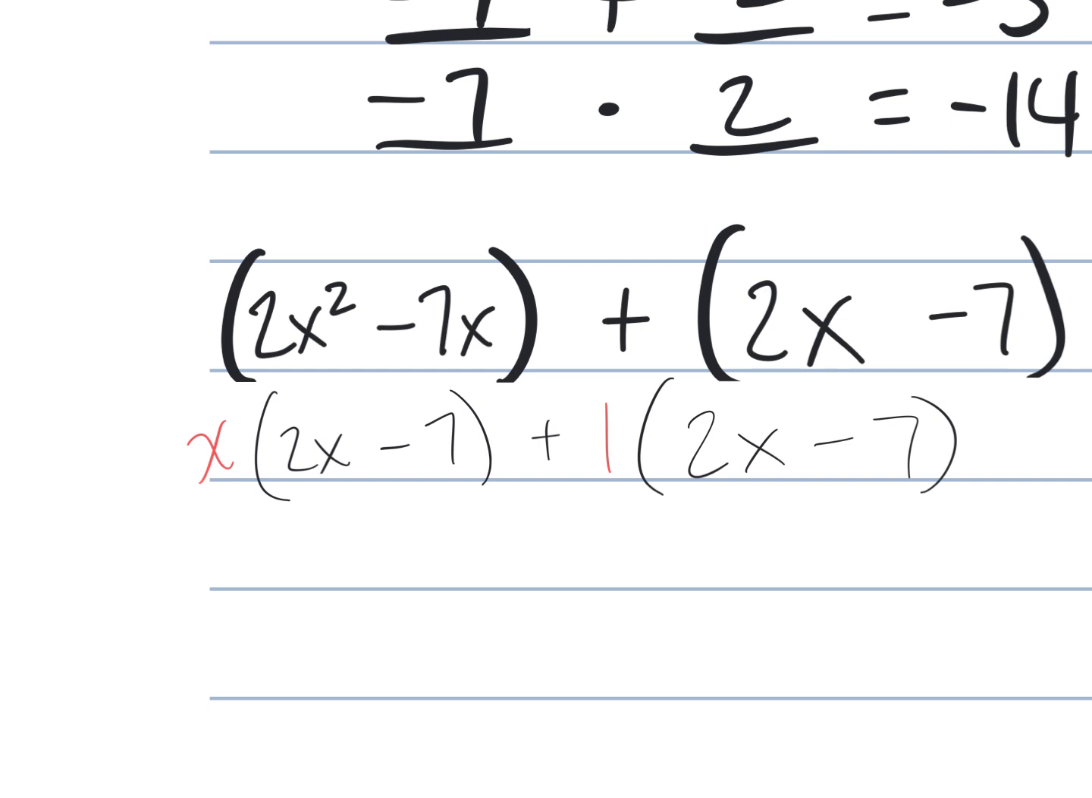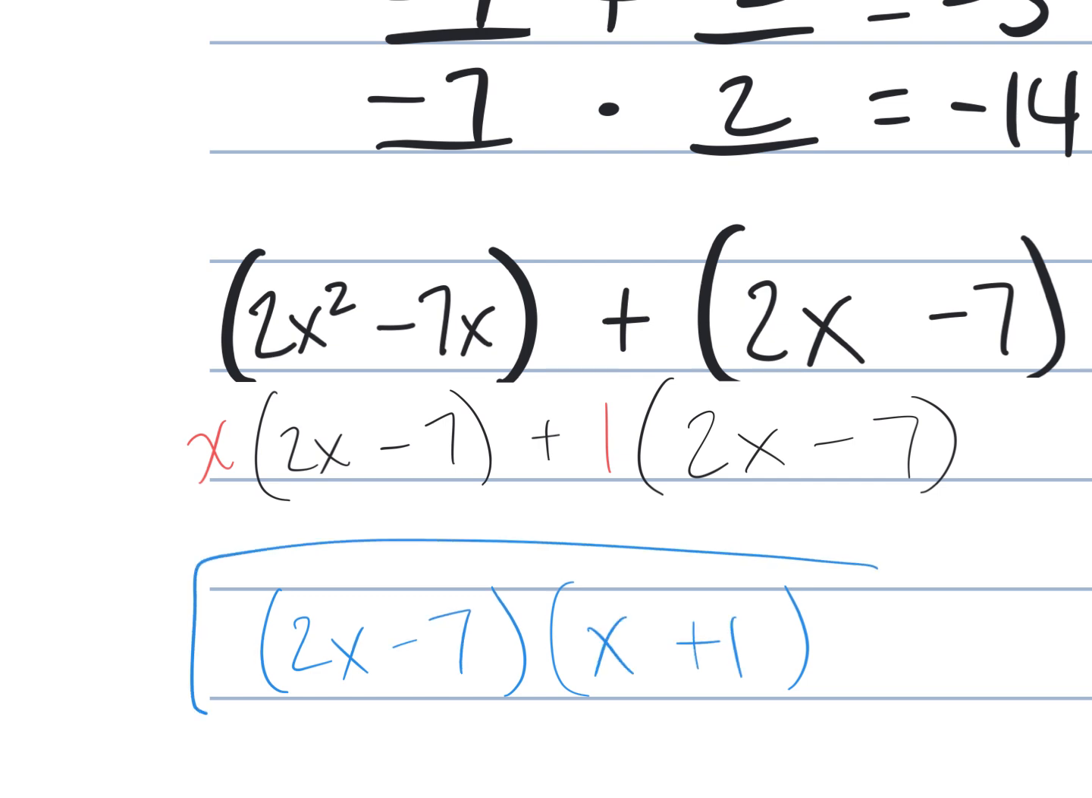What do I do now? You have to write your binomials. Which are? 2x minus 7 and x plus 1. If I was not really sure about this answer, what do I do? Foil to check. Where did I get the plus 1 from?